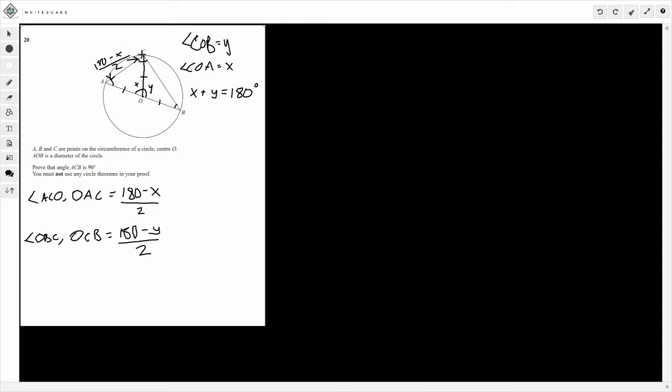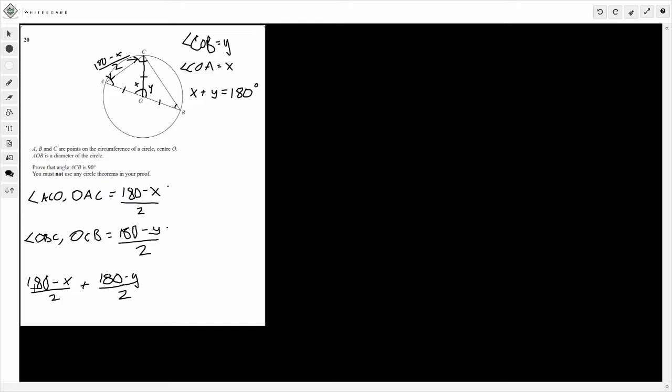So now we need to work out this angle here. This is the one that we're looking to show is 90 degrees. It's angle ACB. ACB is going to be this angle here plus this angle here, because these are the two angles here. So if we add these up, that's going to be 180 minus x divided by 2, plus 180 minus y divided by 2.